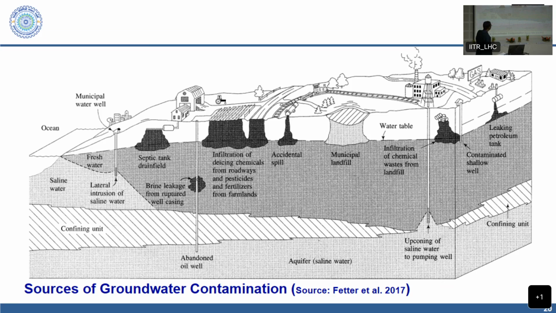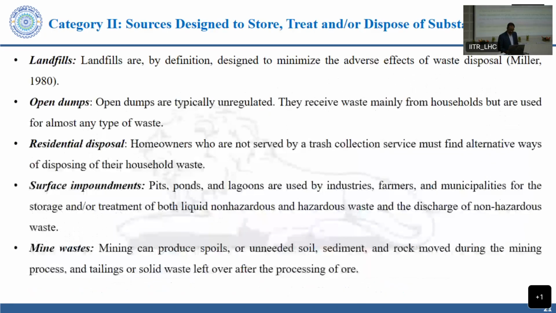This is the municipal landfill. So once they are dumping the waste, there is leaching through the surface, and that is going also here. This is your water table, and these are the industry. These are some pictures showing the different sources which contaminate your groundwater here.